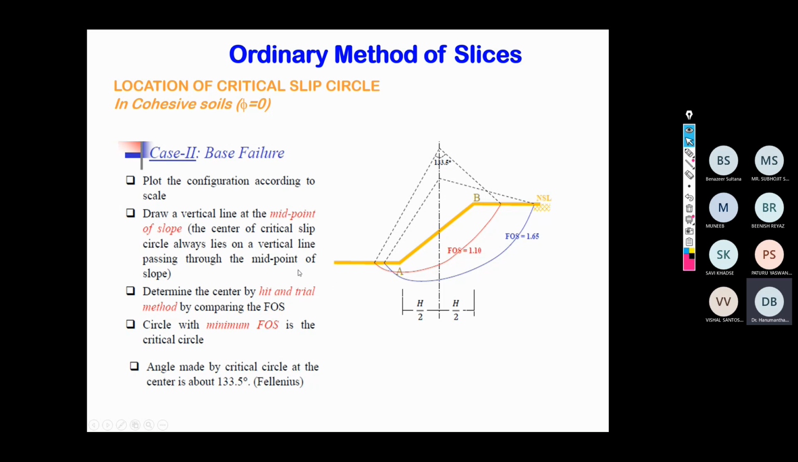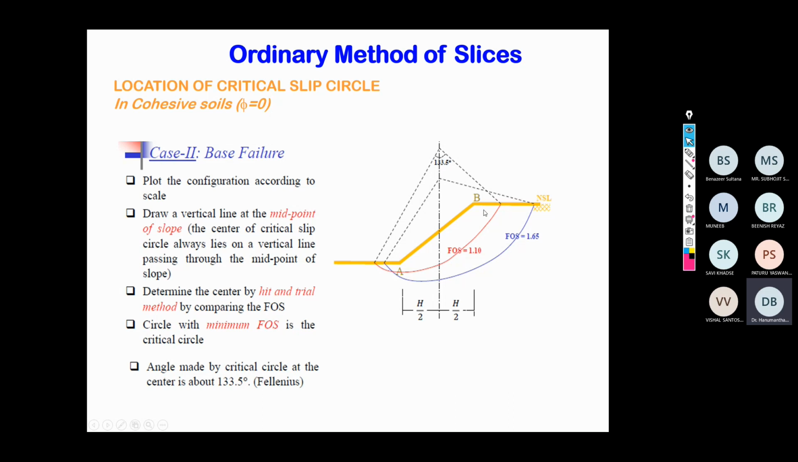The center of the critical slip circle always lies on the vertical line passing through the midpoint of the slope. So it is assumed that the center of the circle always lies on this vertical line. Determine the center by hit and trial method by comparing the FOS.